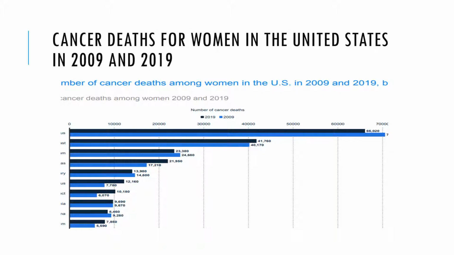So this slide shows the cancer deaths for women in the United States in between 2009 and 2019. As you can see, breast is the second one, and it is probably one of the most prevalent cancers among women between 2009 and 2019.